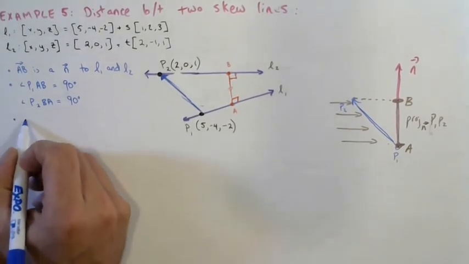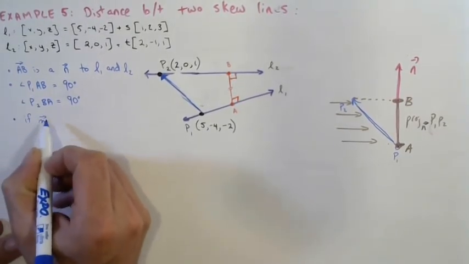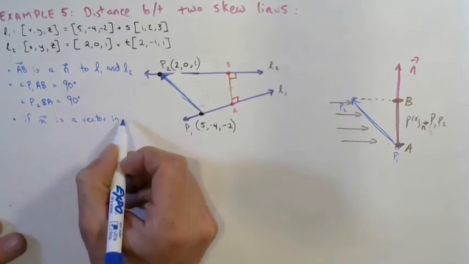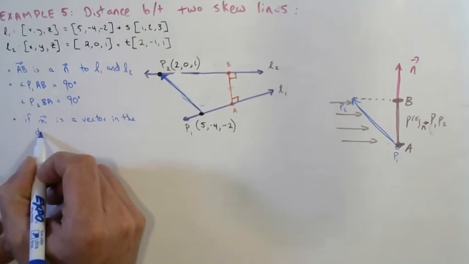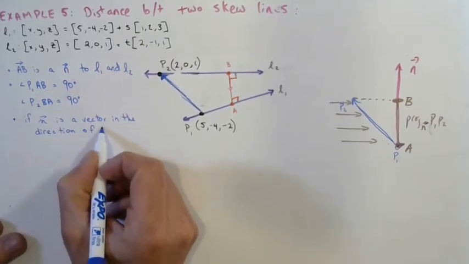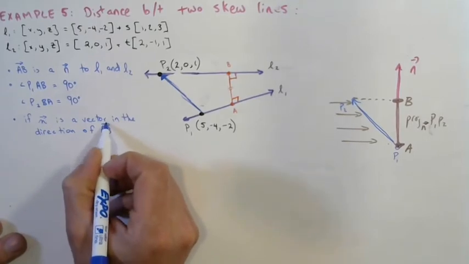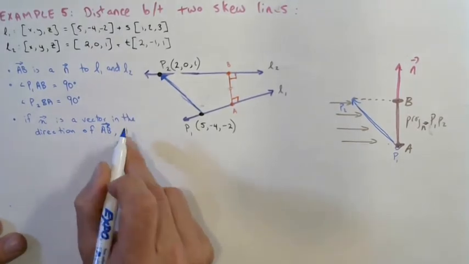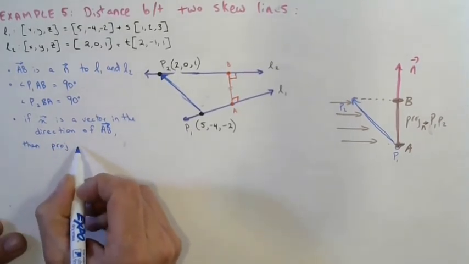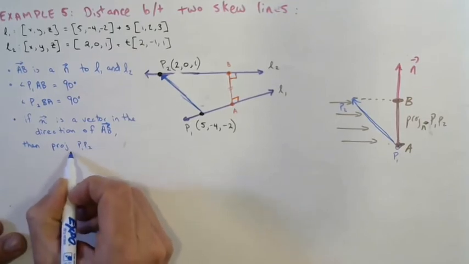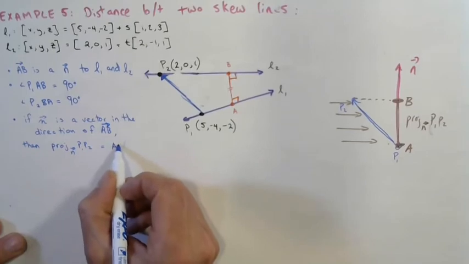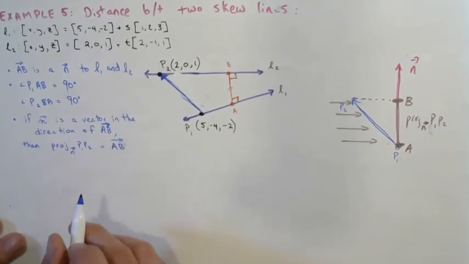So I'm going to write that down. If N is a vector in the direction of AB, then the projection of P1, P2 onto that vector is equal to the vector AB, same magnitude and direction.